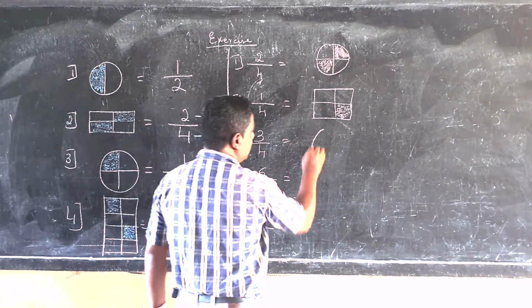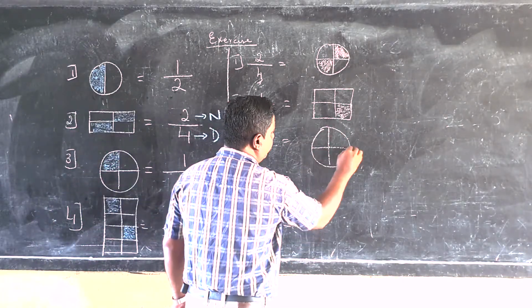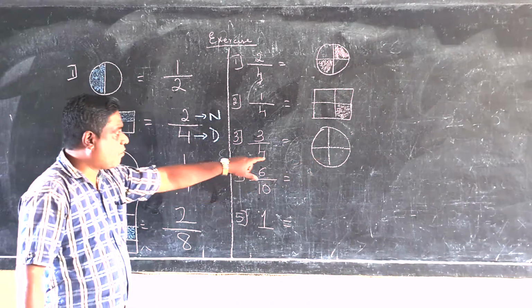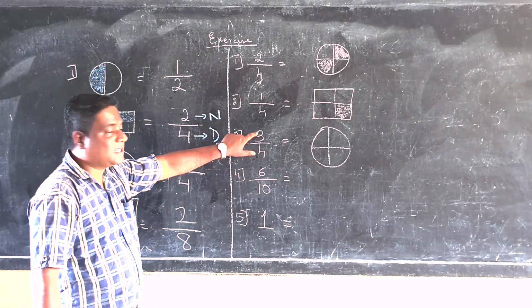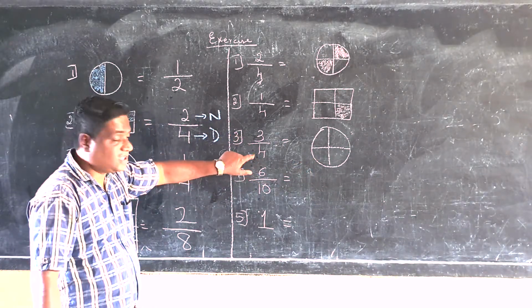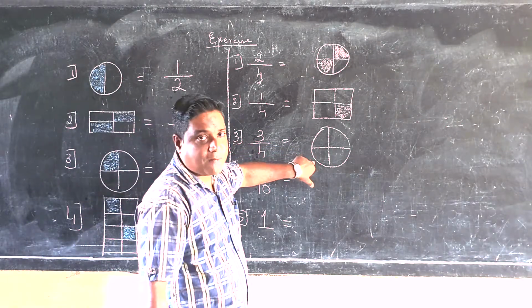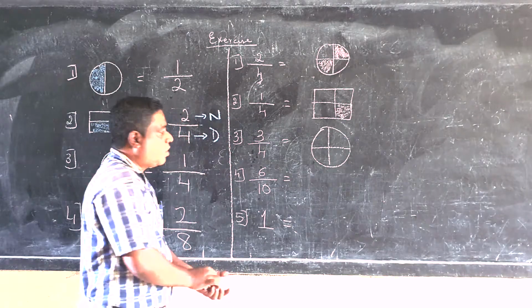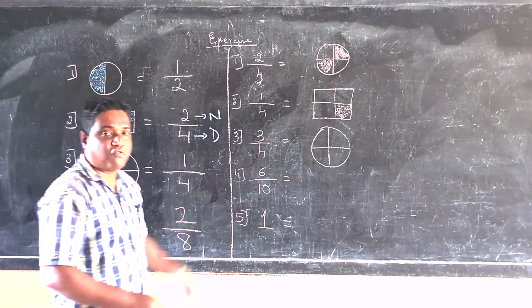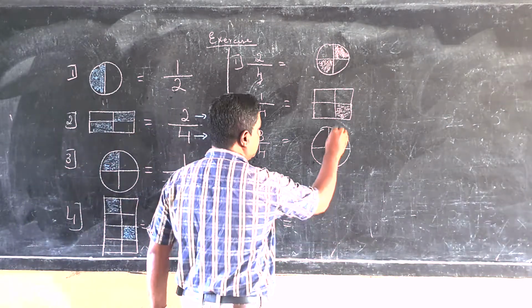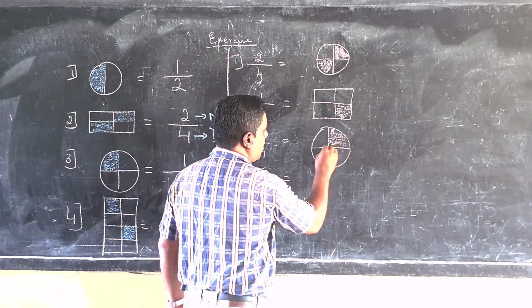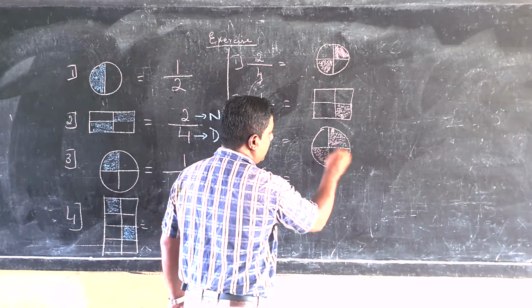Then, third one, 3 upon 4. You can draw anything. Again, I am drawing a circle. Dividing into 4 parts. Why 4 parts? 3 upon 4. Very good. Numerator is 3, denominator is 4. The denominator is 4 parts. So divide any figure or any shape into 4 parts. How many parts are utilized in this? 3 upon 4? 3 parts. So shade 3. 1, 2, okay.